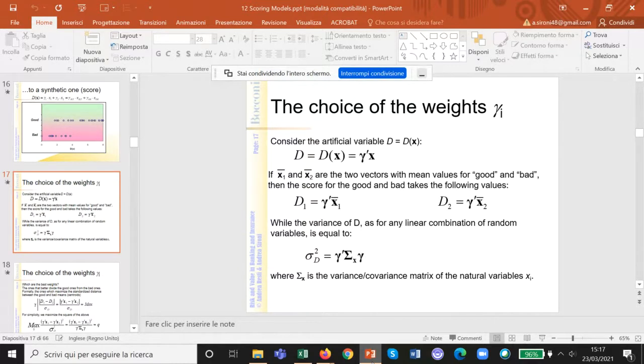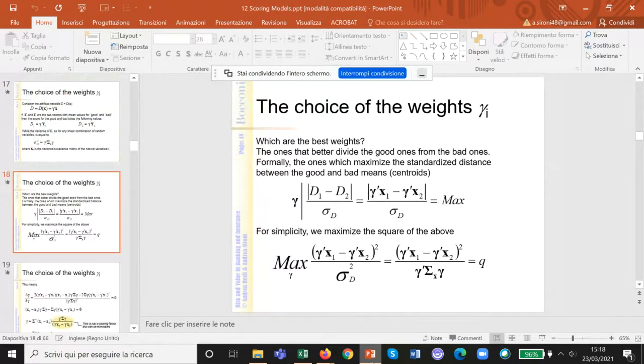Then we could compute the score d1 for the good companies using the vector x1, and the score for the bad companies using the vector x2, which would both use the same weight vector, or coefficients vector, gamma. The variance, as for any linear combination of random variables, is equal to what we see here. The transpose of the vector of the coefficients times the variance covariance matrix times gamma.